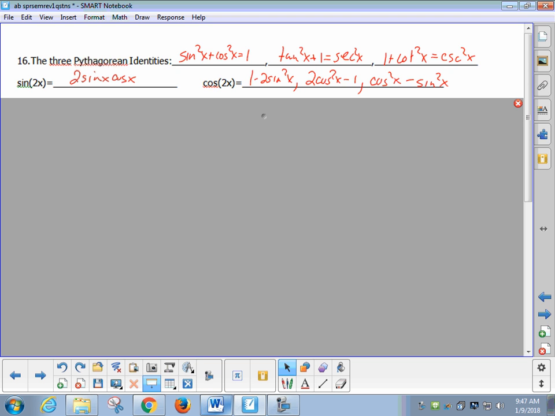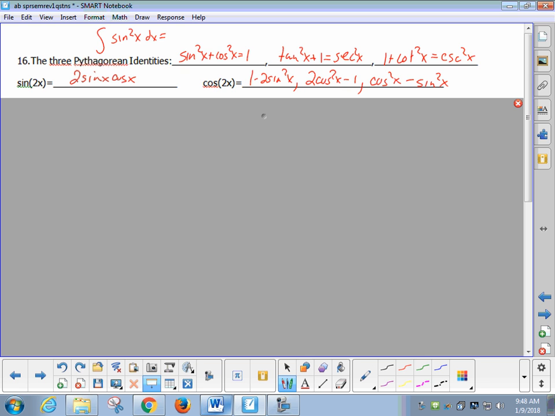Quick preview of coming attractions. Why would that be important? Well, imagine if you were integrating sine squared. It's really difficult to do, yeah? Because of the power. No matter how you try to use it, there's no d to match it. There's a power issue. So you no longer look at these as double angle identities.